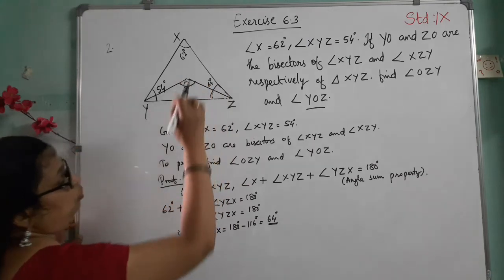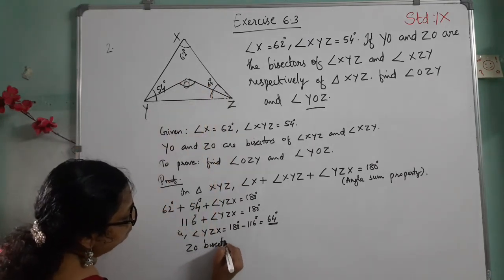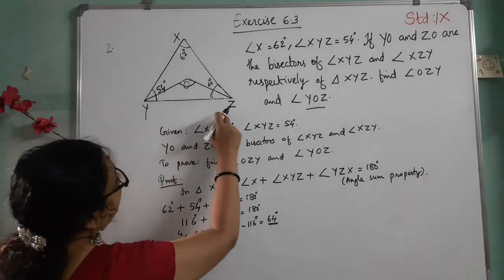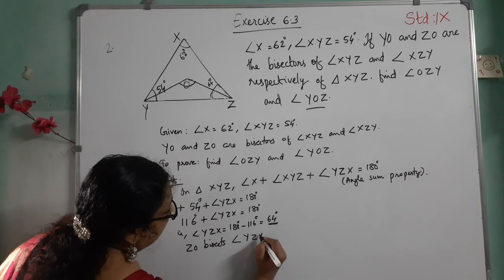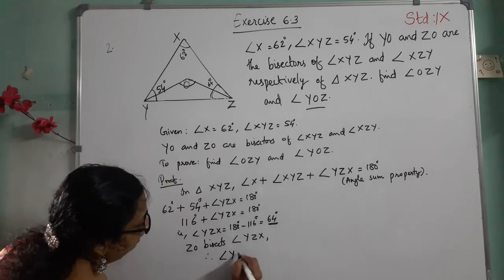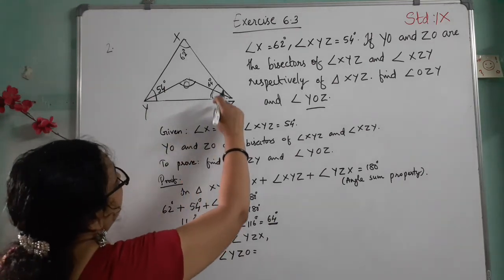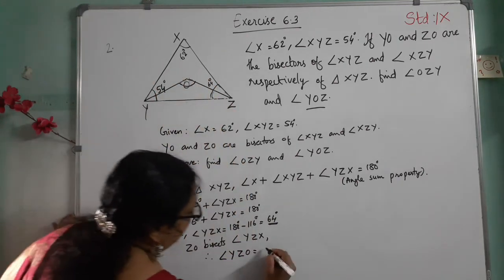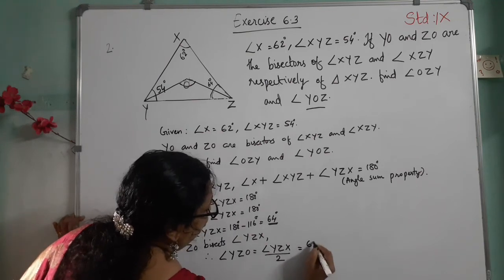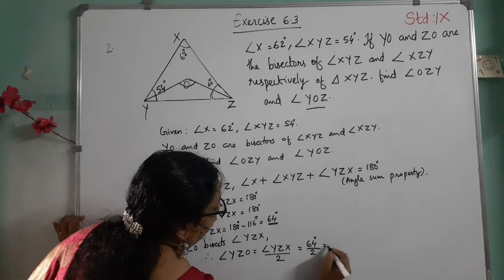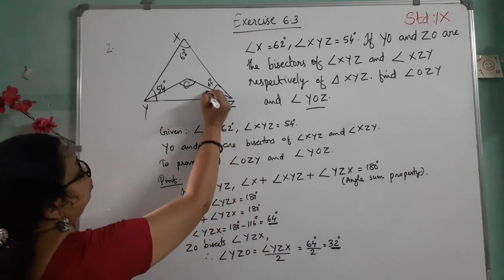Given that ZO bisects angle YZX. Therefore angle YZO equal to half of angle YZX, that is angle YZX divided by 2, that equals 64 degrees divided by 2, equal to 32 degrees. So this angle is 32 degrees.